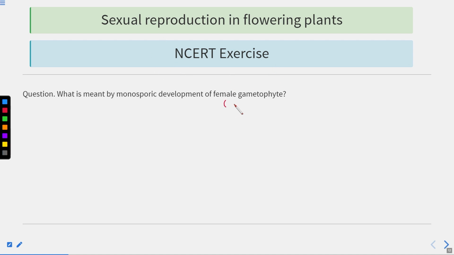Female gametophyte is what? It is the embryo sac. Now what is monosporic development? Development of the embryo sac can be monosporic, diasporic, or tetrasporic. Clear? So 4 megaspores are formed, which are arranged in a linear fashion: 1, 2, 3, and 4. This was the megaspore tetrad. These cells are haploid because they are produced by meiosis.